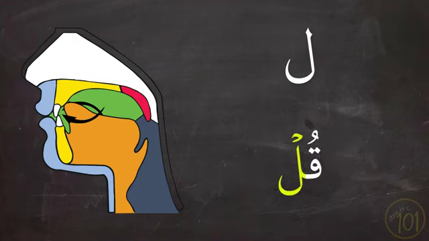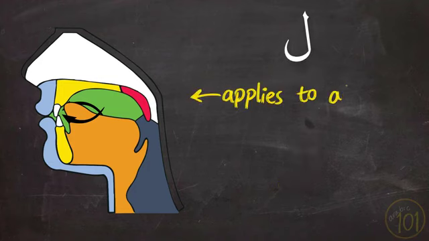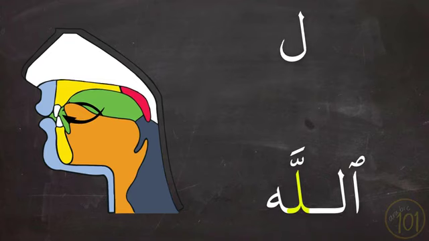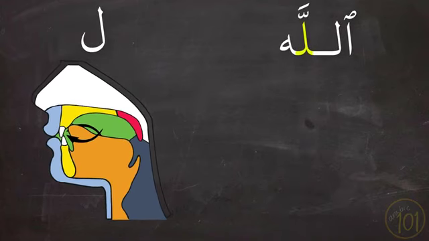So this is how you pronounce the lam in every single word in Arabic, except in one word, which is the most honored word, Allah. When starting at the word Allah, lam will be pronounced slightly differently from all other words in Arabic.